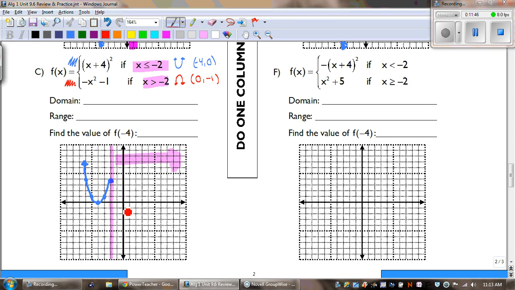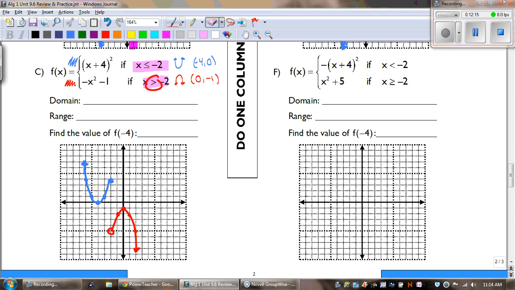So 0, negative 1 is where I start. Down 1, left 1, down 1, left 3, okay? And that's going to be open because it's greater. It's not greater than or equal to, okay? And then I'm going to continue the pattern in the other direction. And there we go.